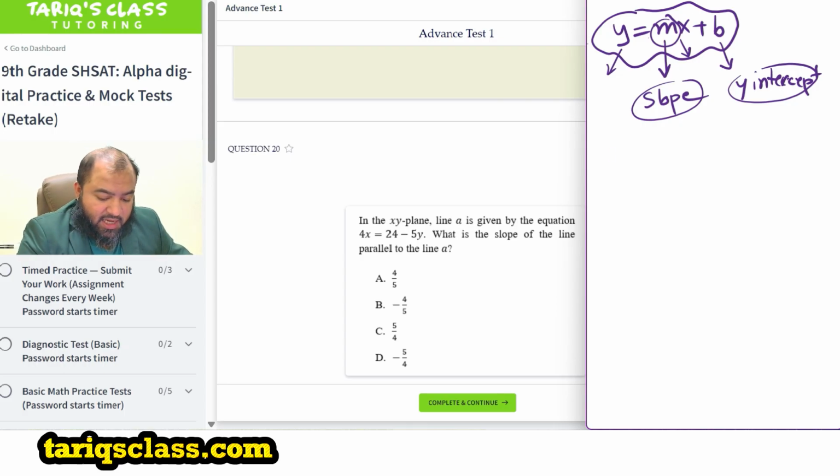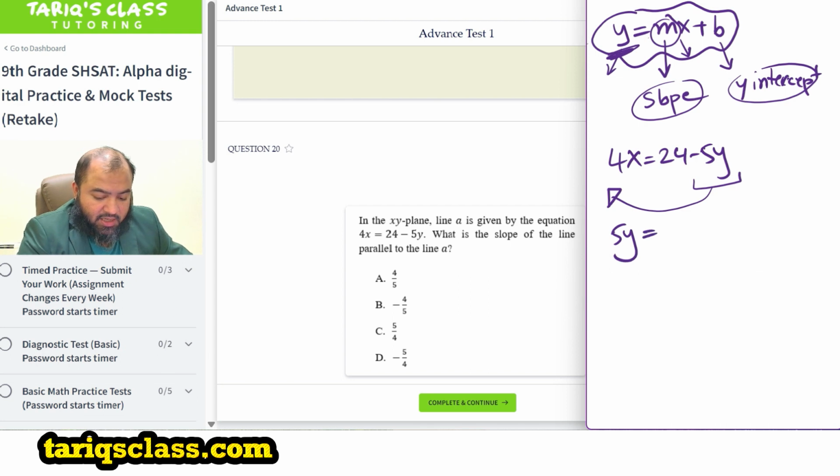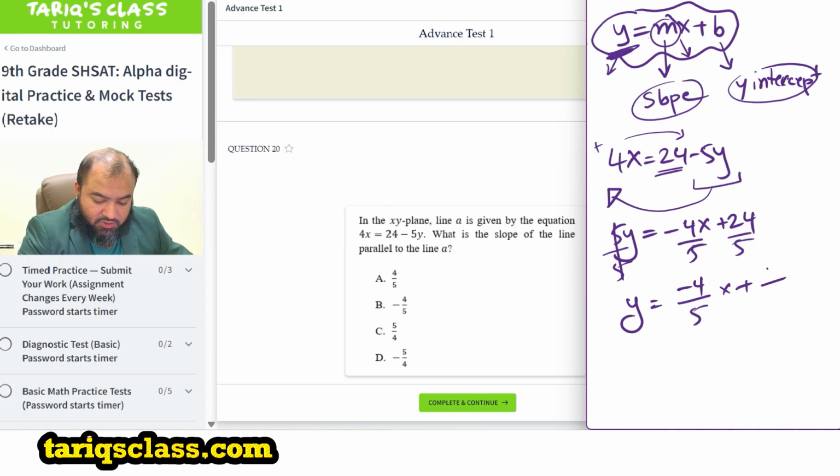So let's say the line is 4x equal to 24 minus 5y. First of all, the equation of a line should start with y, so we're going to solve for y here, shifting things around. I can bring this negative 5y to the left side by doing plus 5y on both sides, so it'll be 5y here. And this plus 4x goes to the right side, it'll be minus 4x. And the 24, I'll keep as it is. And then I'll divide each and every one of them by 5. So y equal to negative 4 over 5 x plus 24 over 5.